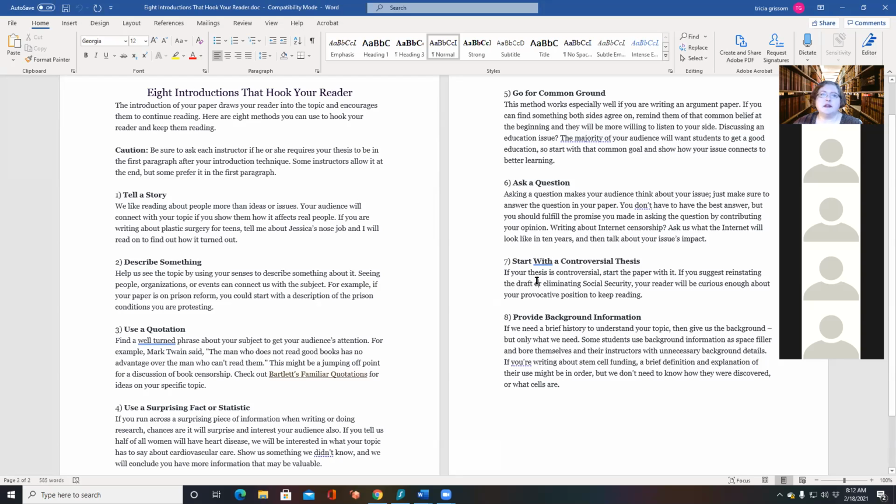Or if your thesis itself is controversial, you can start the paper with that. So if you believe something like we should torture people in order to get information from terrorists and other criminals, or we should reinstate the draft or eliminate Social Security. Those are all fairly controversial topics. And usually when you're reading about a subject, you'll be able to tell if there are strong feelings about it. So sometimes that itself can be your thesis or your introduction technique. Another one that's useful is provide background information.